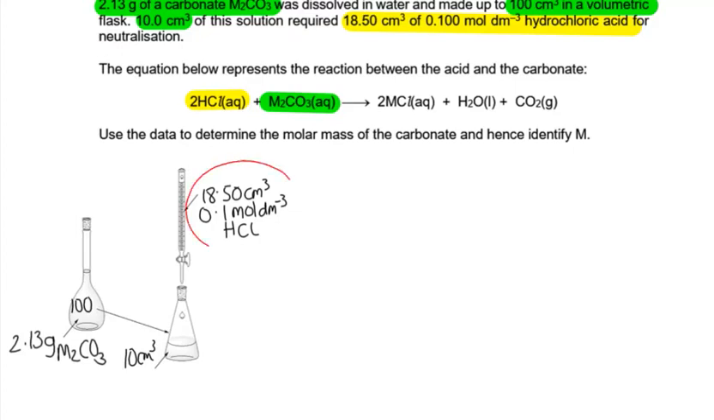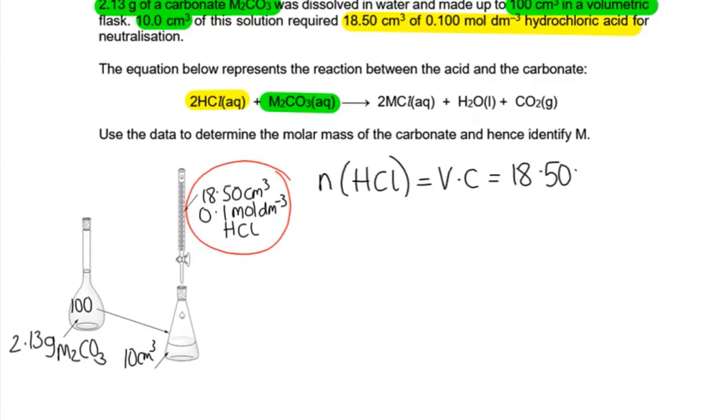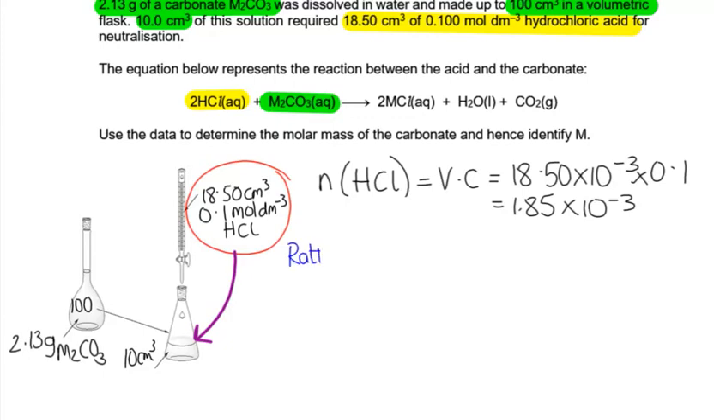Where can we start? Well, we can start here. We've got enough information to calculate moles of HCl. And then if we're going from there to here, we're swapping chemicals, we're going to need to use our ratio from our balanced equation. So we have a look at our ratio. We've got HCl and we want M2CO3. And in the balanced equation there's 2 HCl's for every one of these.